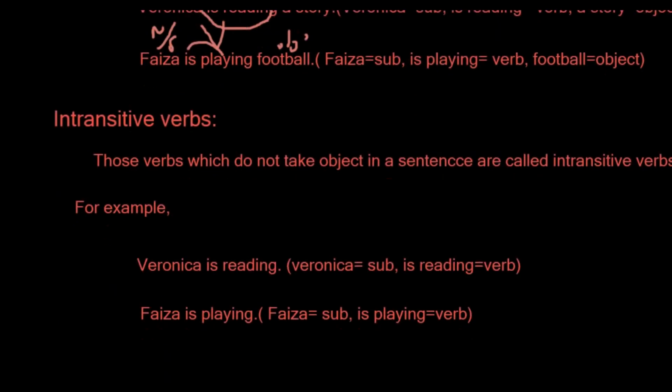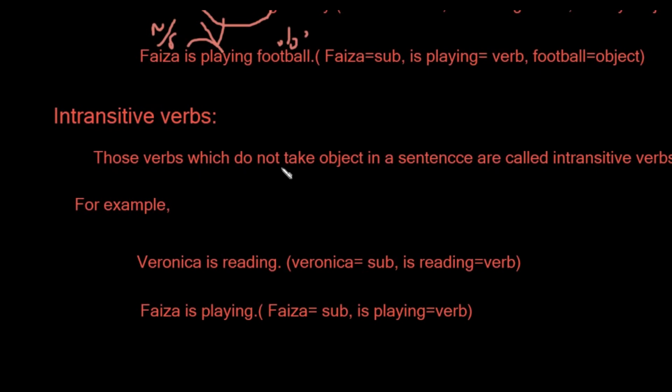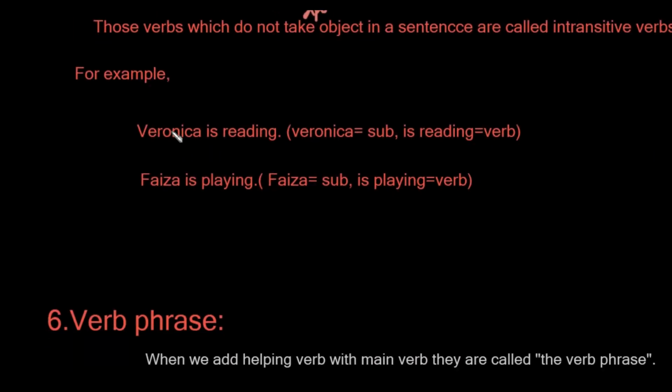Okay, now what are the intransitive verbs? Those verbs which do not take an object in a sentence are called intransitive verbs. Very simple. For example, Veronica is reading. So Veronica is a subject, and is reading is a verb, and there is no object in this sentence, so they are called intransitive.